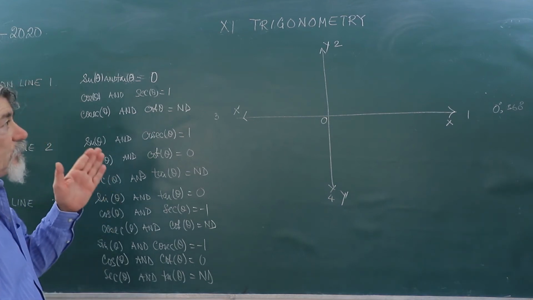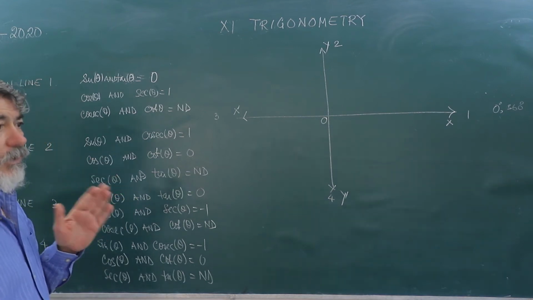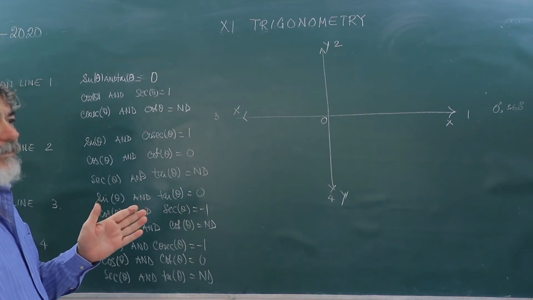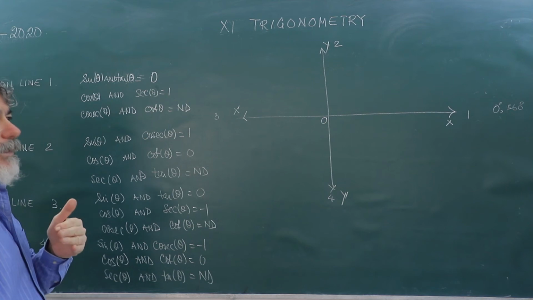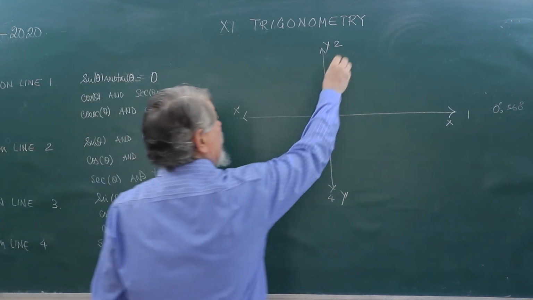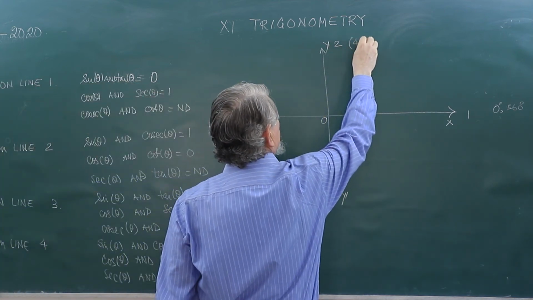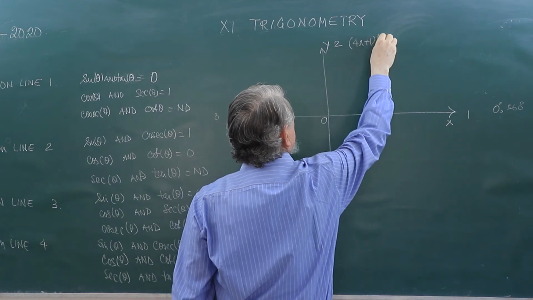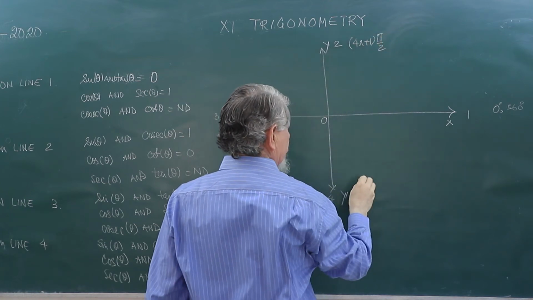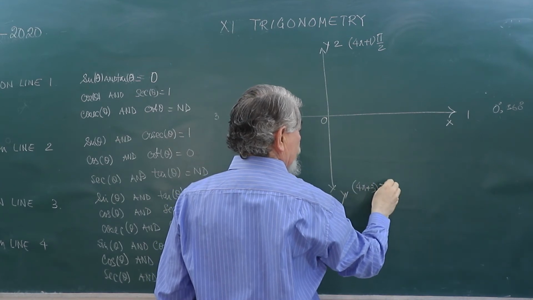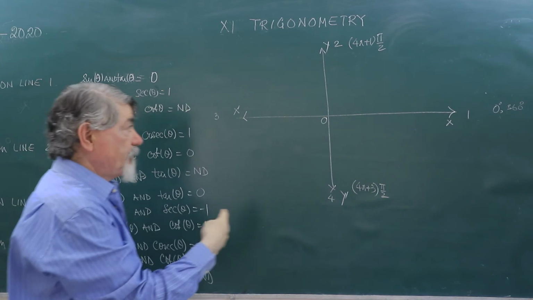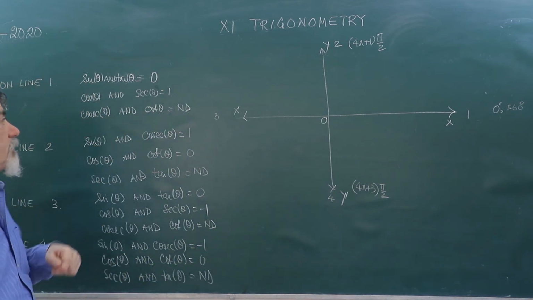Now let us see line 2. That is the odd multiple, 4n plus 1 into pi by 2, and 4n plus 3 into pi by 2. This will be very useful. I will explain it to you after this, why it is so.